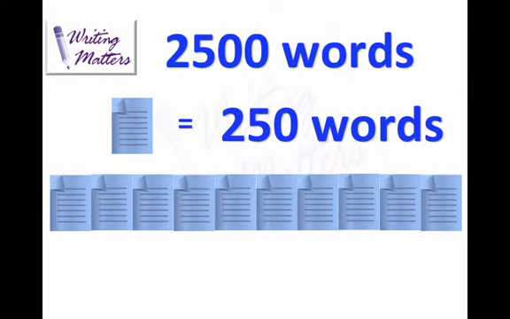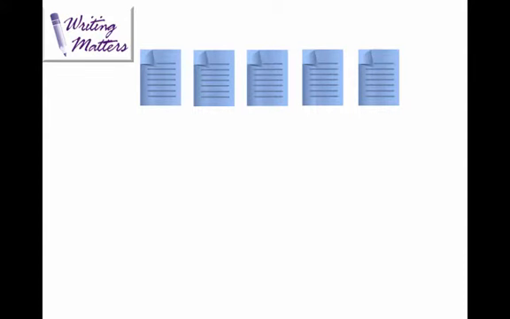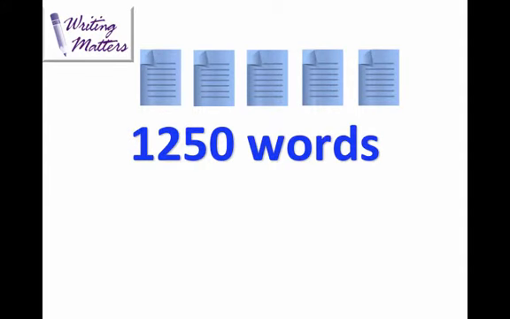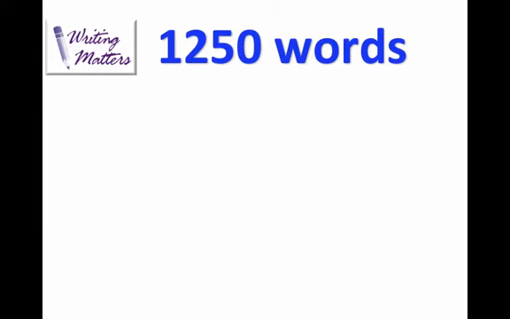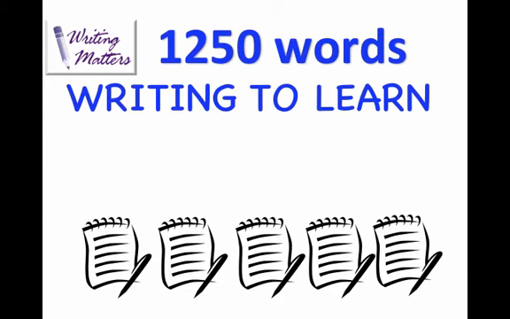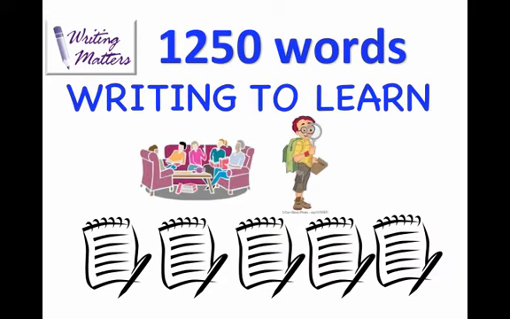If they were all typed up, half of them, or 1,250 words, will be written as part of process writing assignments, which we'll talk about later. The other half, or 1,250 words, will be written as writing to learn assignments. So they won't be typed using 12-point Times New Roman font, double-spaced, with 1-inch margins, because remember, writing to learn assignments are informal and exploratory.